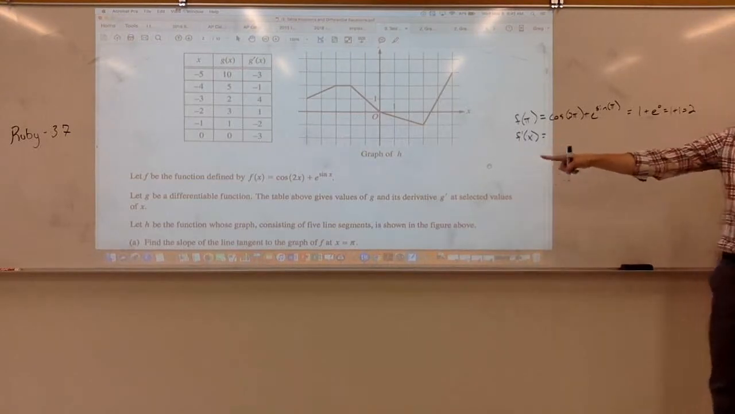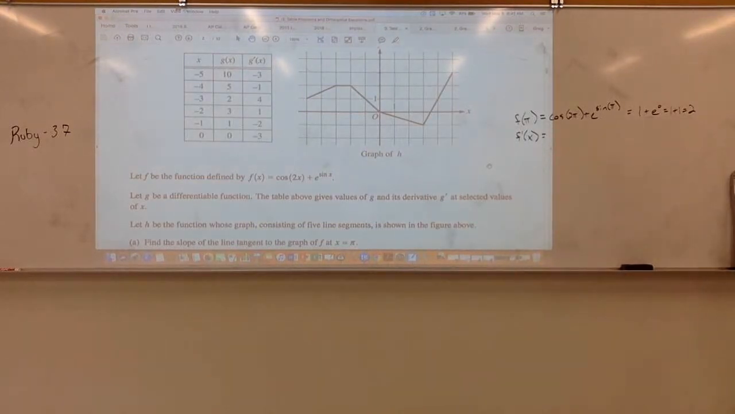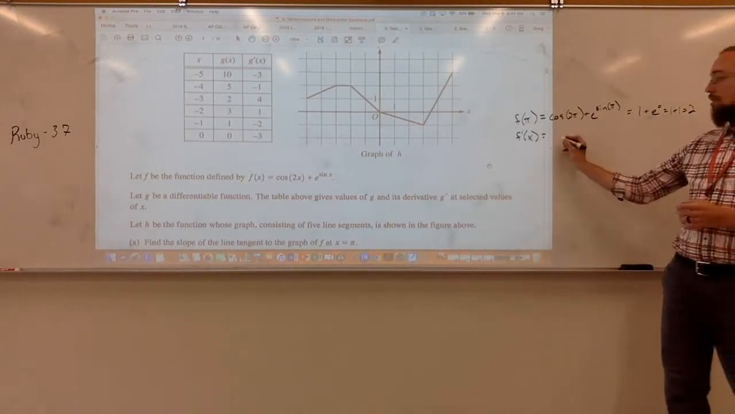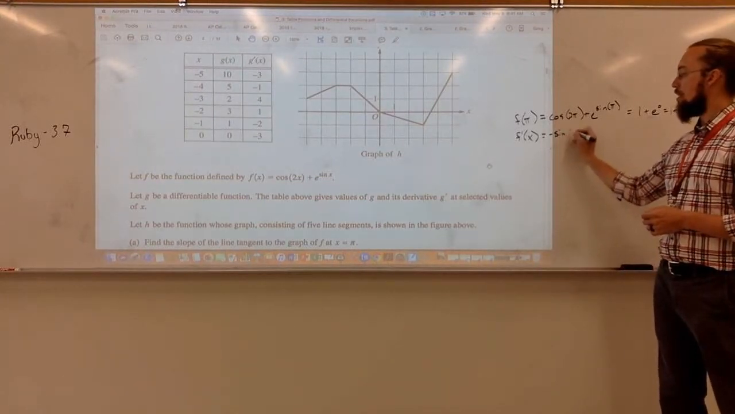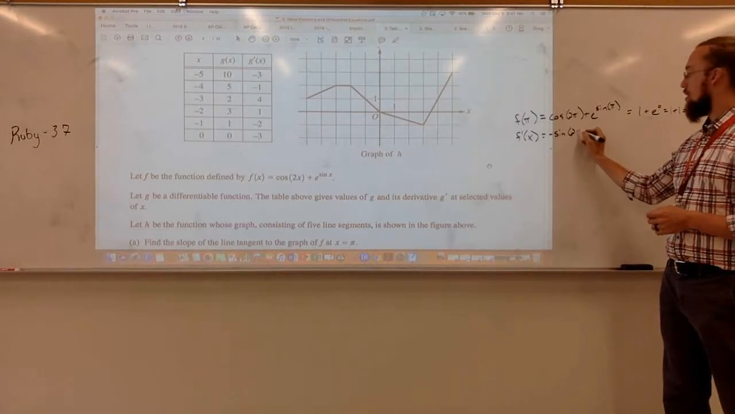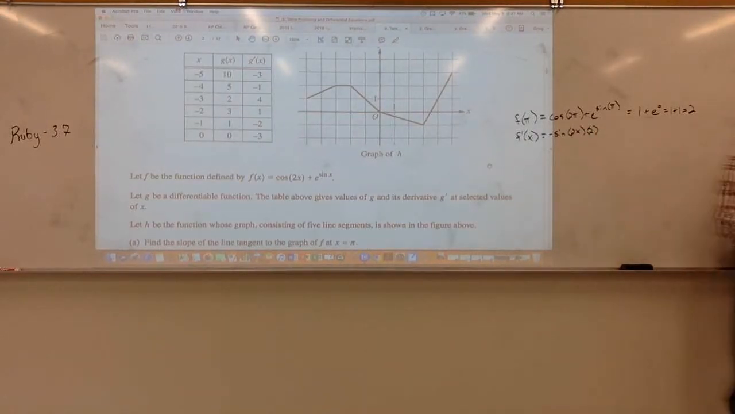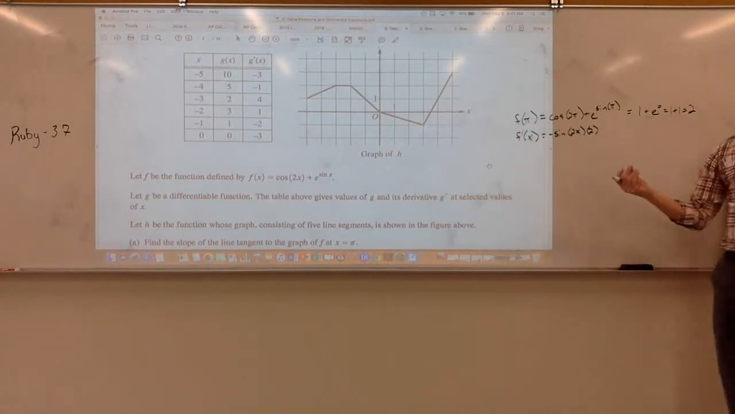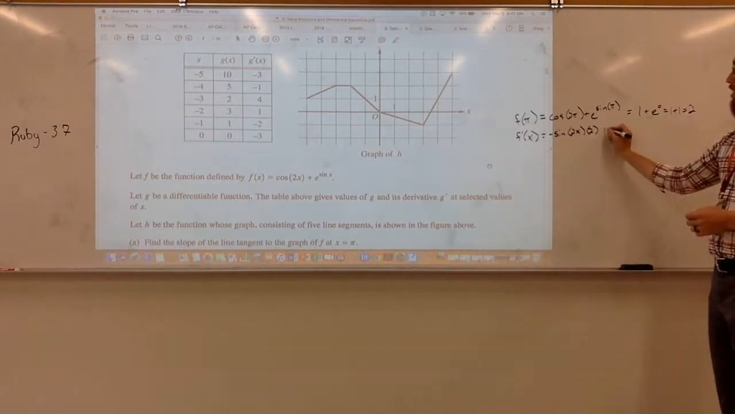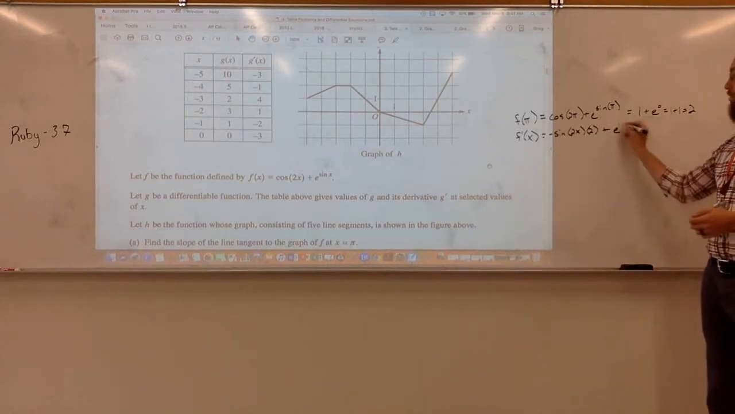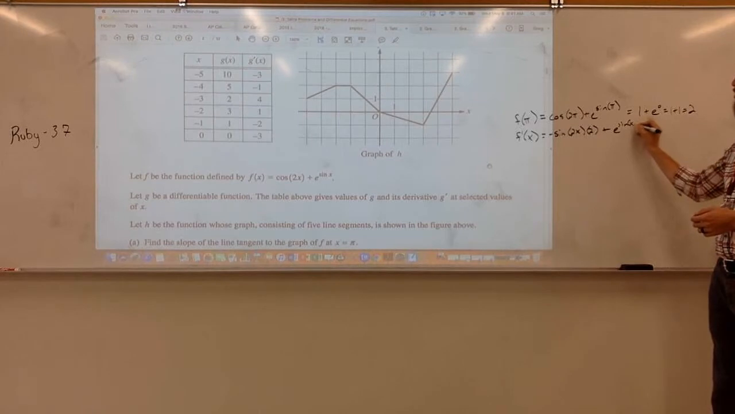So how do I find the derivative of this function? What's the derivative of cosine? Negative sine. So this will be negative sine of 2x times 2, right? Don't forget the chain rule part there. Then what's the derivative of e to the sine of x? e to the sine of x times cosine of x.